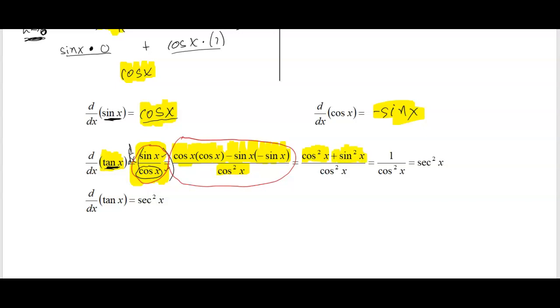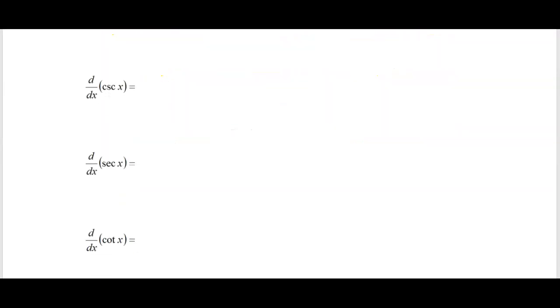This is the identity that everybody remembers every year. Cosine squared plus sine squared is a 1. So what we ultimately end up with is a 1 divided by that cosine squared. And since 1 divided by cosine is a secant, 1 divided by cosine squared is secant squared. So this is what you got to get memorized for tangents. That's 3 of our 6. Let's move on to the other 3.